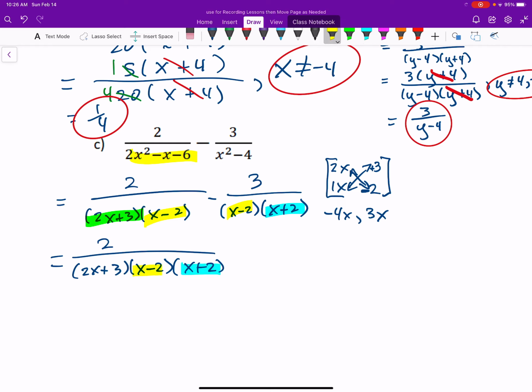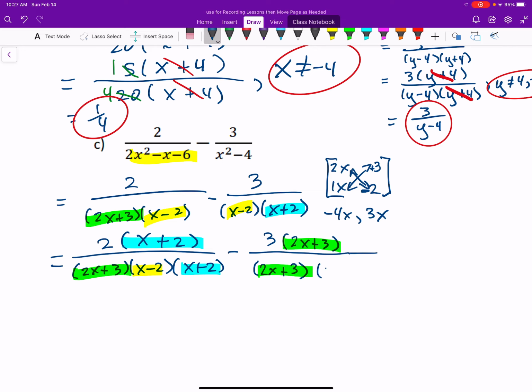Let's keep going with the colors to show where everything was coming from. I added an x plus 2 to the first denominator, which means I have to add an x plus 2 to the first numerator. For the second one, I'm going to rearrange the order a bit. I'll keep the 3 on the top. Let's do it this way, 2x plus 3 to this denominator, which means I need to add a 2x plus 3 to the top. And I've already got the x minus 2 and the x plus 2 there. So I don't need to add anything else to this one.